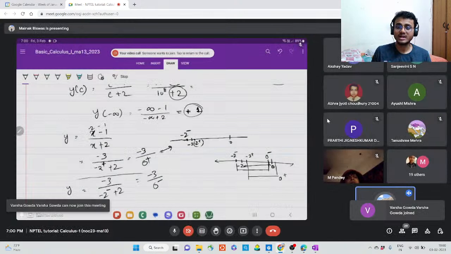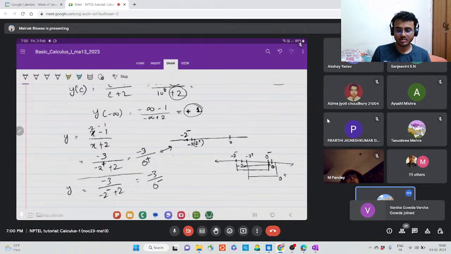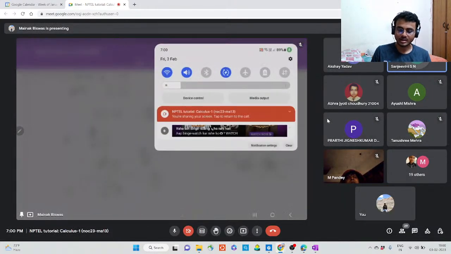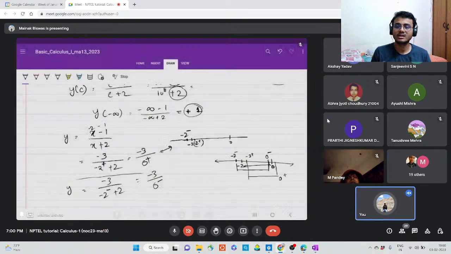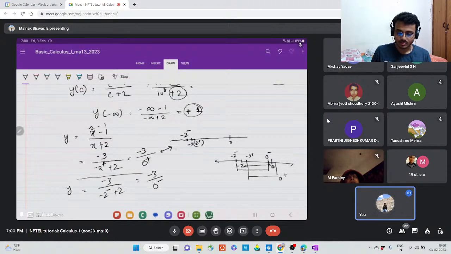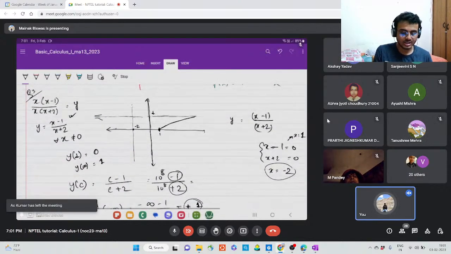So what will this be? Anything divided by a number close to 0? Infinity. Yes. There is a lot of echo on your side, can you fix that? So this is minus infinity and this is plus infinity, right? Both are minus. This is also negative, this is also negative. So you get negative infinity and positive infinity. This is your negative infinity.